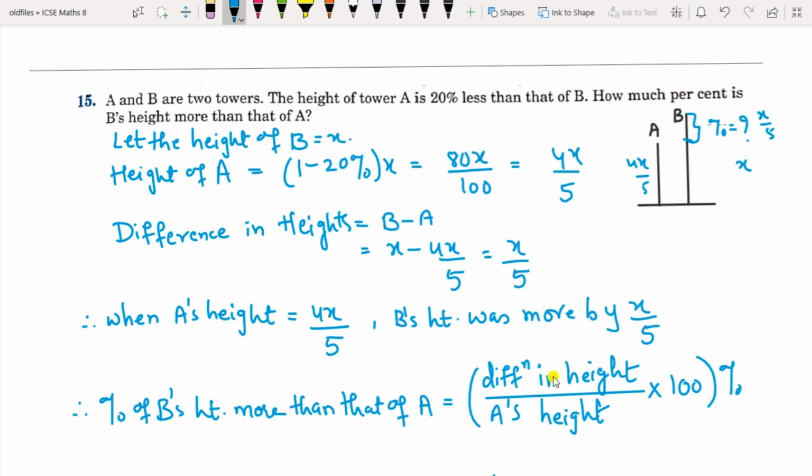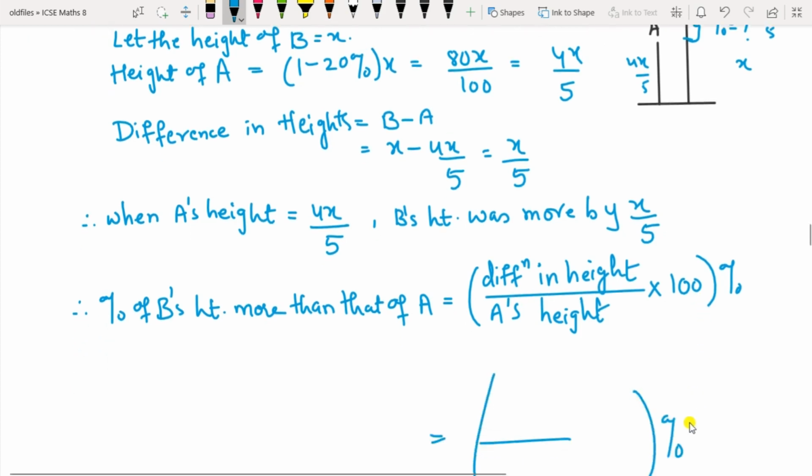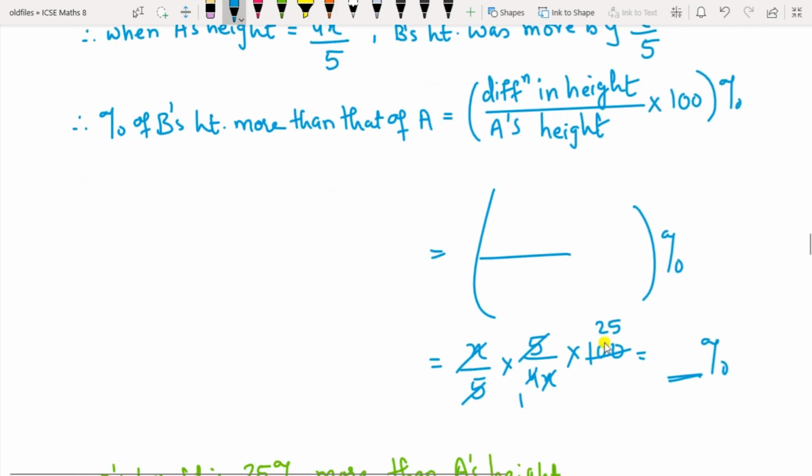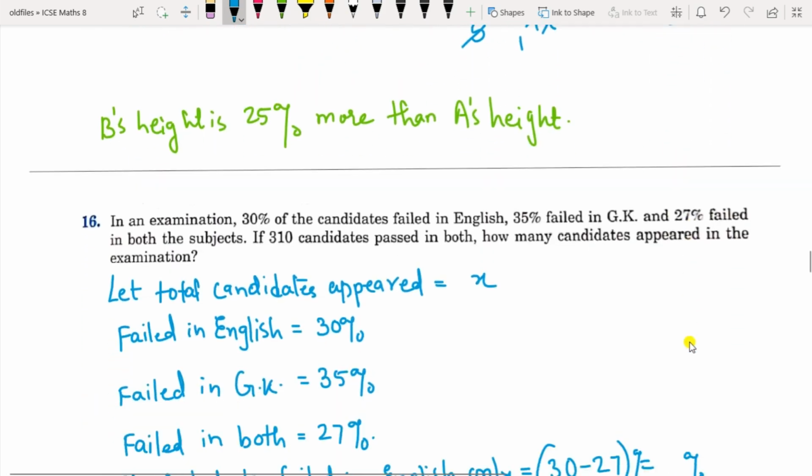It is difference in height upon A's height multiplied by 100. The difference in height is x by 5. A's height was 4x by 5, multiplied by 100. Take the denominator to the numerator and write its inverse here. Do the cancellation. You get 25%. So B's height is 25% more than A's height.